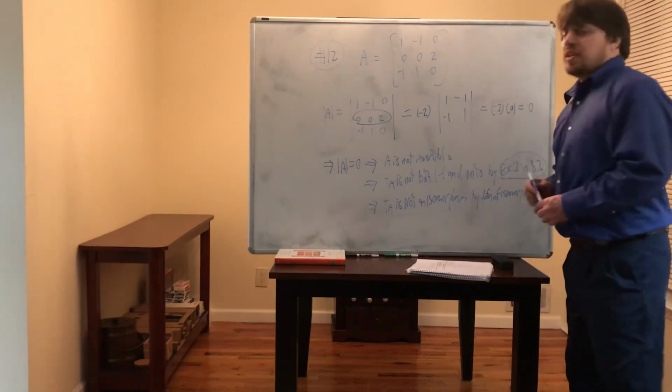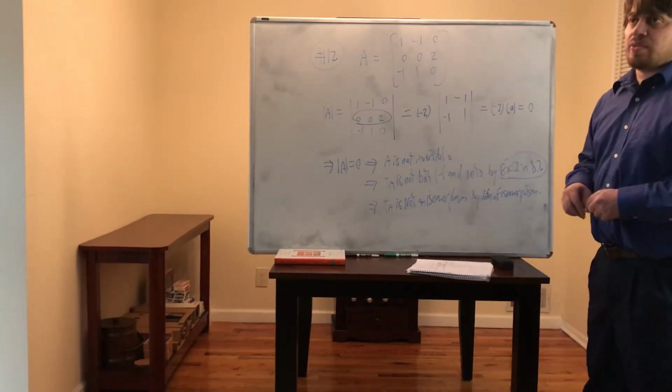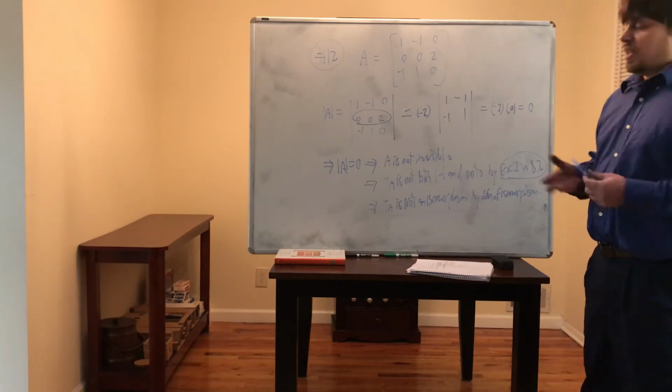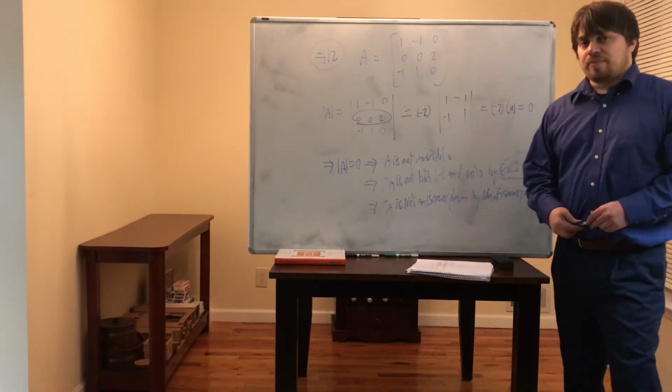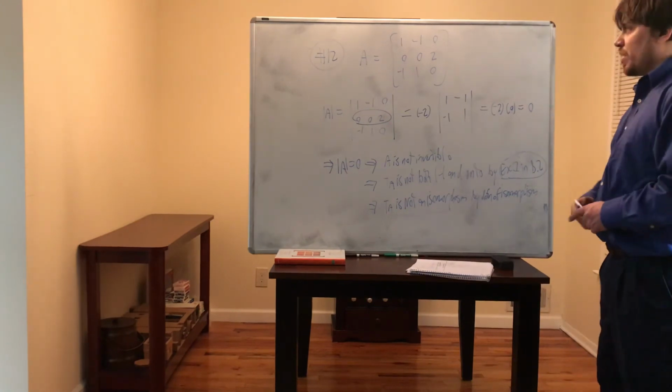An isomorphism is a linear transformation that's both 1-to-1 and onto. And so since T sub A is not both 1-to-1 and onto, it's not an isomorphism by definition. And we're done with example 12.